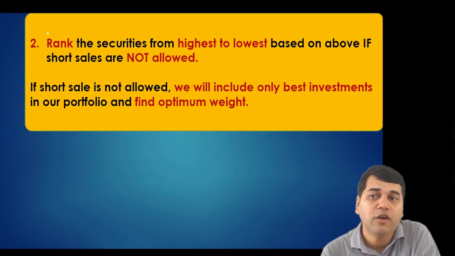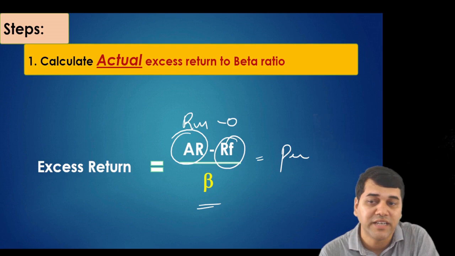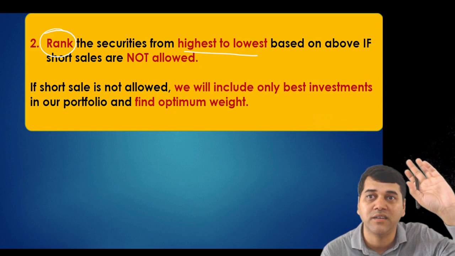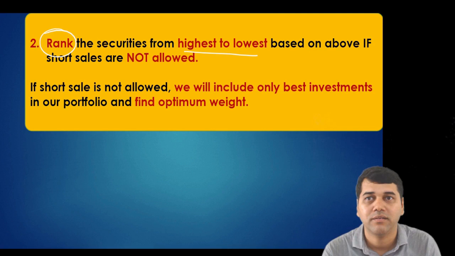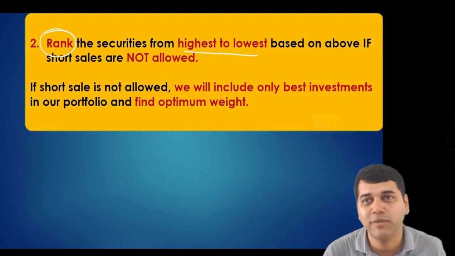Then I have to rank them, from highest to lowest, because when I say this excess return ratio, the highest number is the best. The person who scored the highest run rate will be the first rank holder. Will that person be in my team? Definitely. Then I will go to the second one. Will that be there? Yes. Third one, fourth one, fifth one, sixth one.